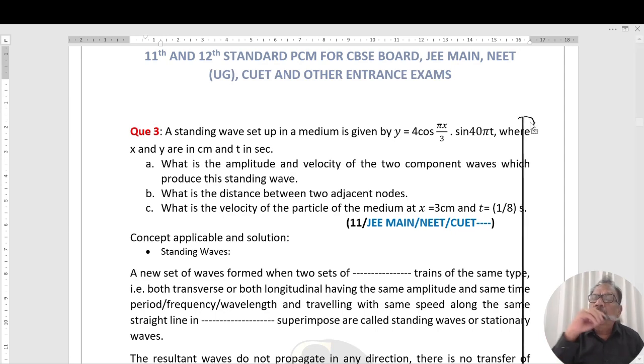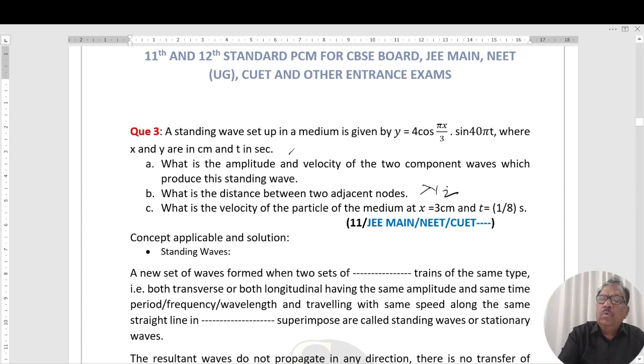The topic of standing wave is being cleared by using this question. Question is, a standing wave set up in a medium is given by y equal to 4 cos(pi x by 3) sin(40 pi t), where x and y are in centimeter and t in second. We have to find 3 factors. What are the amplitude and velocity of the 2 component waves which produce this standing wave? What is the distance between 2 adjacent nodes? Distance between 2 adjacent nodes is lambda by 2. What is the particle velocity of the particle at x equal to 3? Now concept applicable and solution.